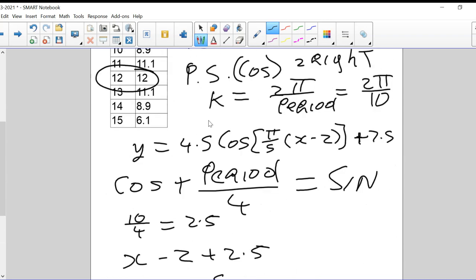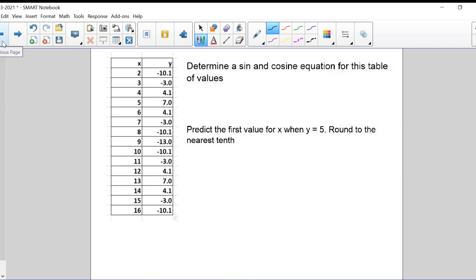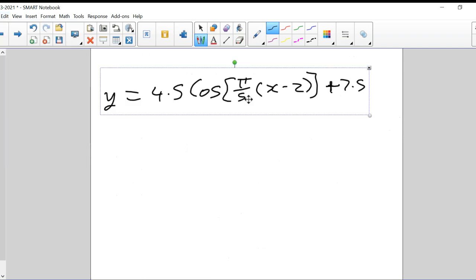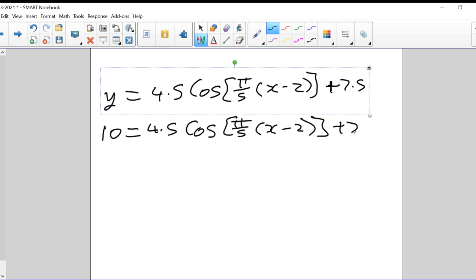So what I'm going to do is, let me copy this equation over onto the other page. Let me add a page, and then we'll paste this in. So there's our function. And Harish, you're right. Let's sub in 10 for y. So 10 is equal to 4.5 cosine(pi over 5 x minus 2) plus 7.5.